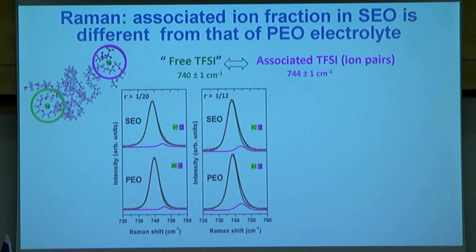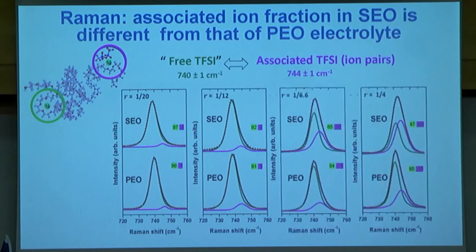And in the low regime, low salt concentration, these two spectra are almost identical, not a lot of associated species. However, when we move to the second regime, what we found is that there is much more associated species in the block of polymers. And we wanted to understand why there is a difference between them.